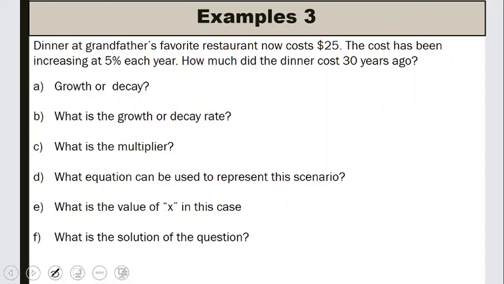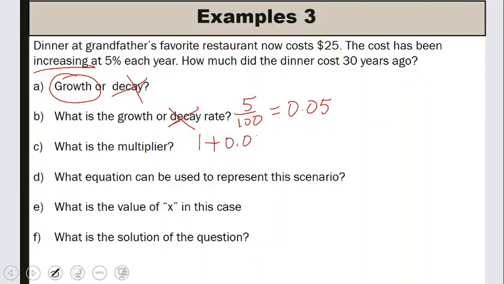This example says, dinner at grandfather's favorite restaurant now costs $25. So the cost has been increasing, and that tells us this is a growth. It's not a decay. It's increasing at the rate of 5% each year. So again, it is definitely a growth rate of 5%. 5% is 5 divided by 100, which is 0.05. So our multiplier in this case is 1 plus 0.05, which is 1.05.